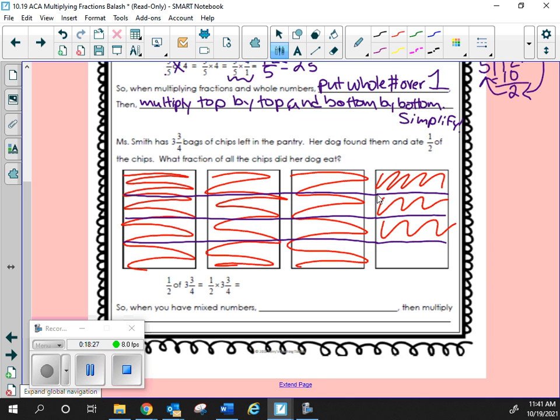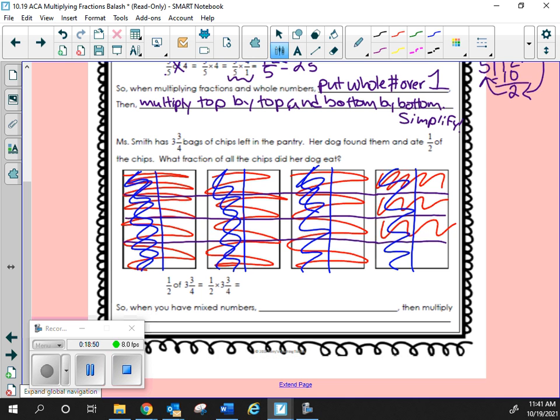Because this is weird, I'm not going to split it this way. I'm going to split this half, and I'm going to say we eat half of that bag. Cut it in half, eating half of that bag, half of that bag, and then half of that bag. Okay? Again, this blue part is the part that the dog will have to eat. And again, my answer is going to be my double shaded part.